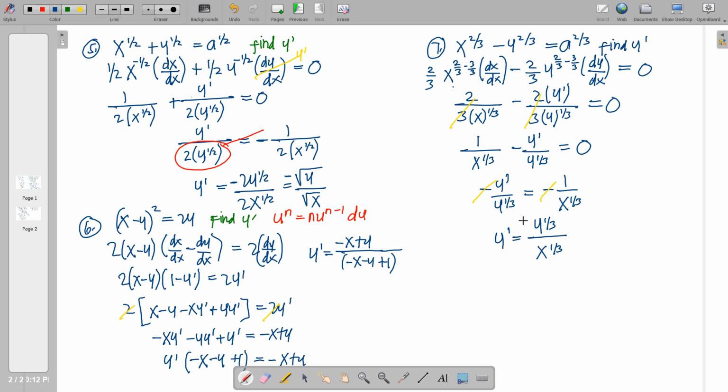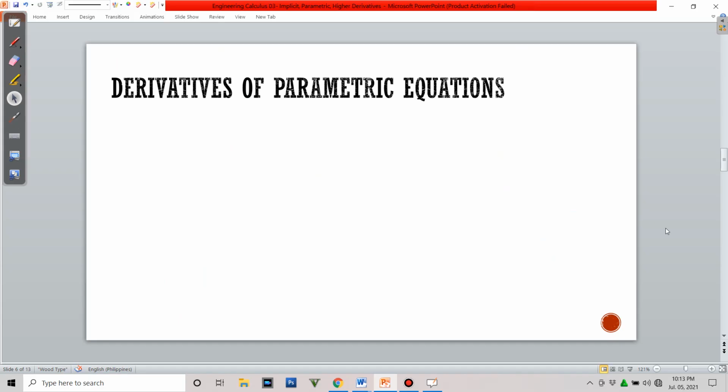Then we transpose, cancel negative, and of course y prime could be easily obtained by simply transposing y 1/3 to the numerator of the right side. So that's it for the 7th problem. We now proceed to the next topic.